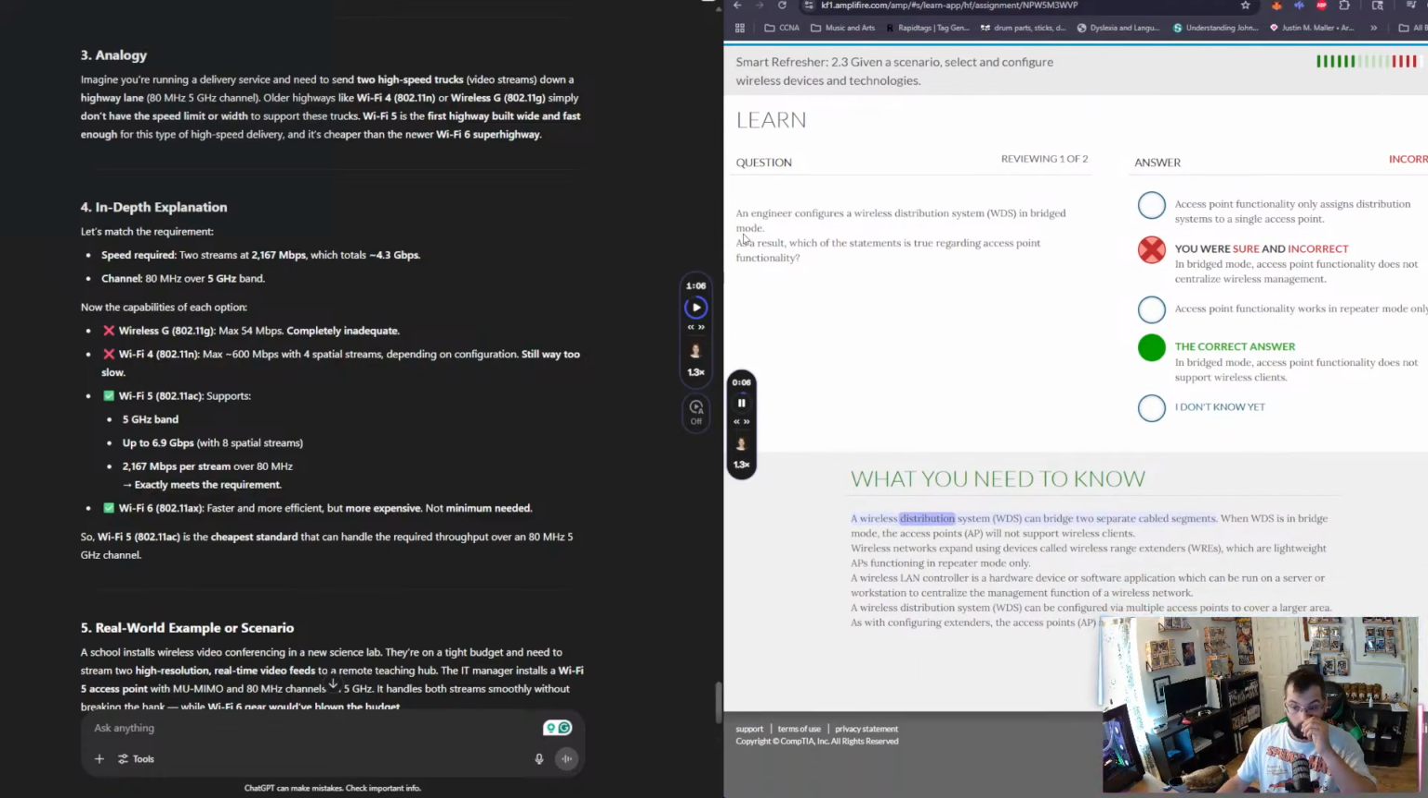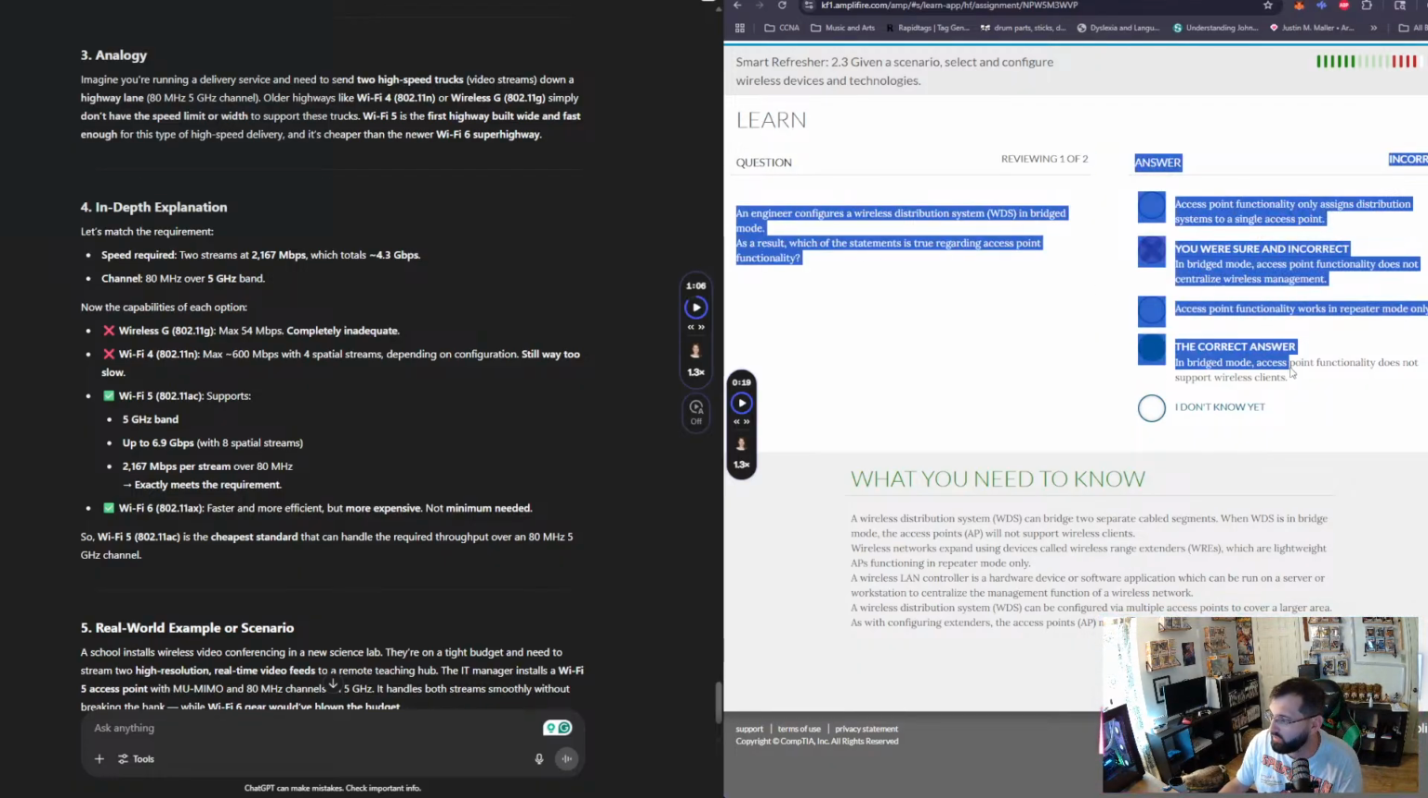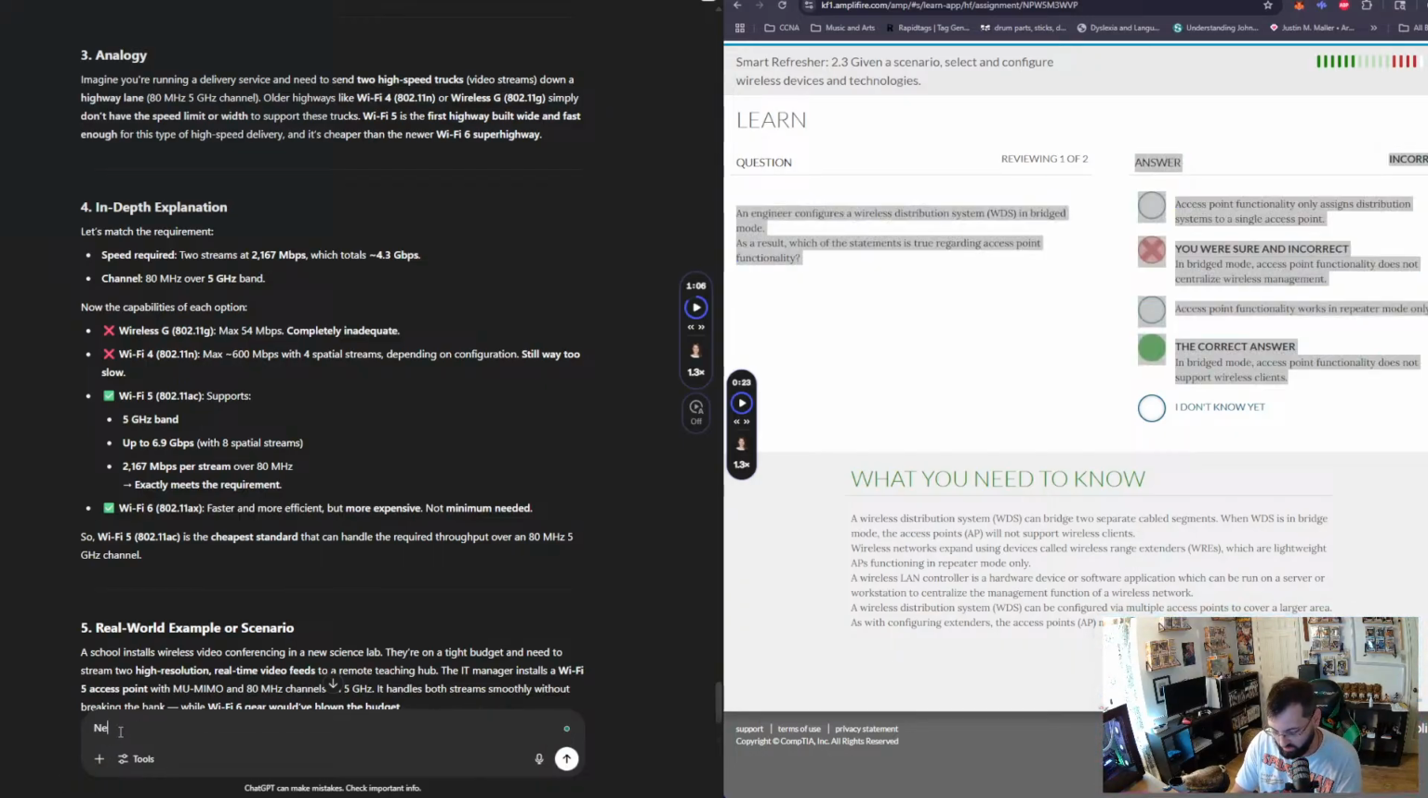A wireless distribution system, WDS, can bridge two separate cabled segments. When WDS is in bridge mode, the access point's AP will not support wireless clients. What? I don't think that's right. Well, I mean, obviously it's right. It's me that doesn't understand. Next question.